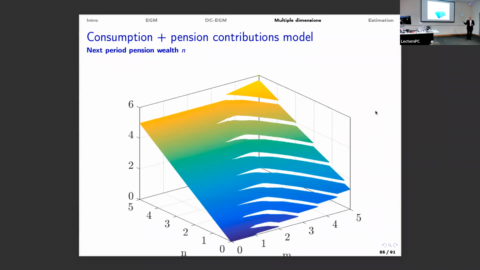This is solved using the first order conditions like we were doing, but now because of the multiple dimensions, it becomes really complicated. Instead of a discontinuous one-dimensional function, it becomes this crazy picture.